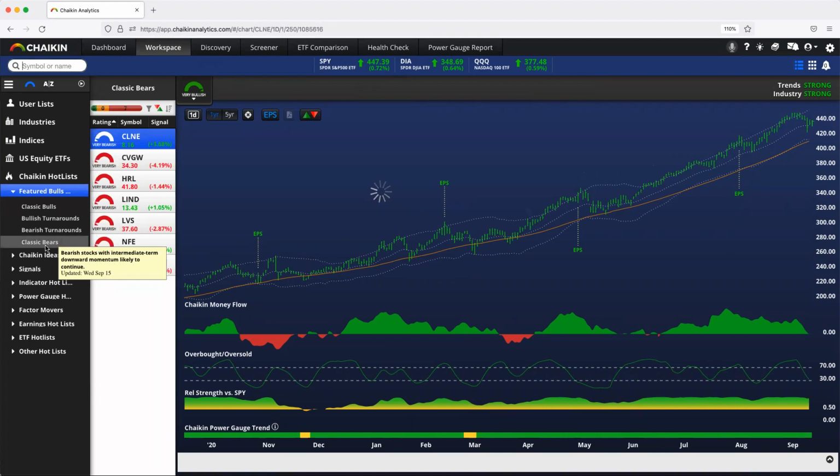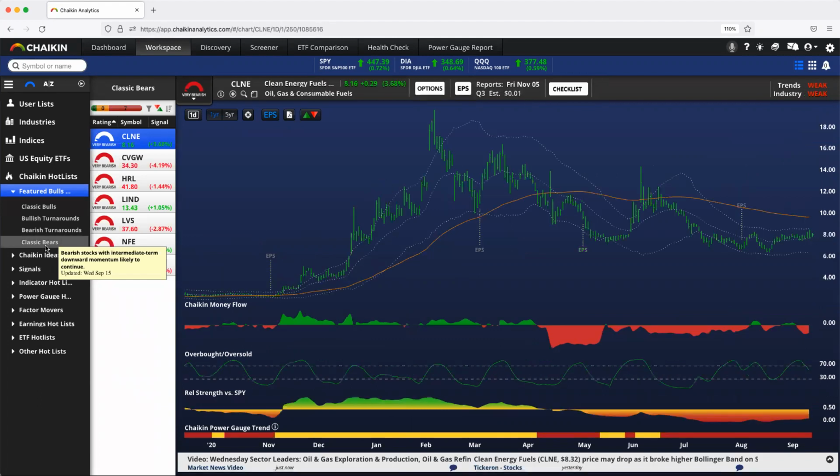What about Classic Bears? Same exact thing, just the opposite, right? Been clearly underperforming below a falling long-term trend line, bearish rated. In this case, there are 7, right? There are less. Makes sense. We've been in a bull market, right? What about the other 2?